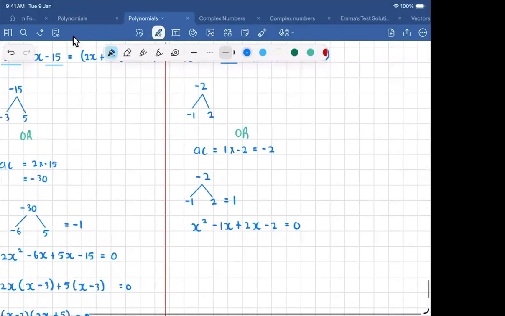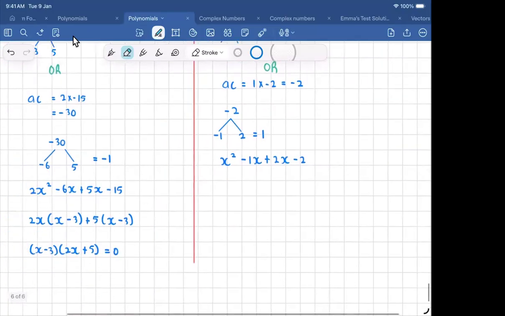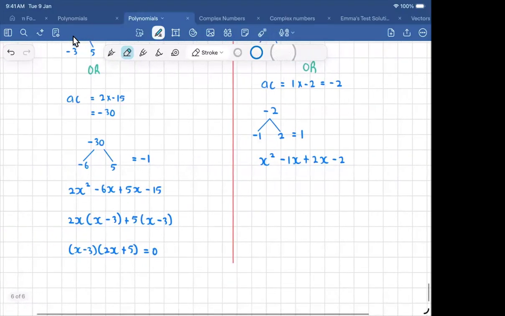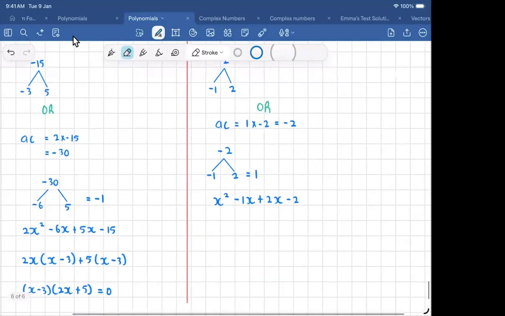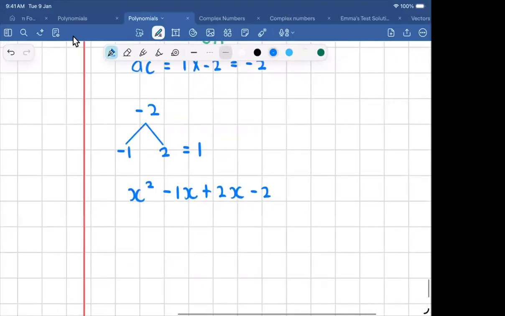You don't have to put equal to 0. I just put equal to 0 because normally you would solve for something. But right now we're just trying to find the factors, so there's no need to put equal to 0. Right? So let's continue.